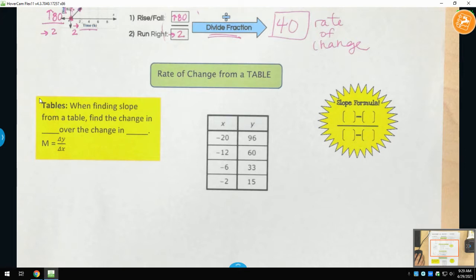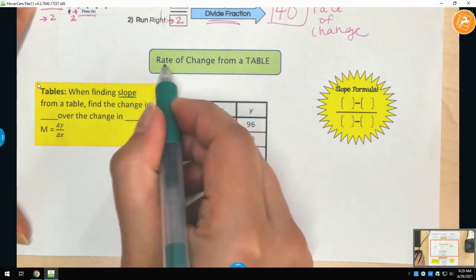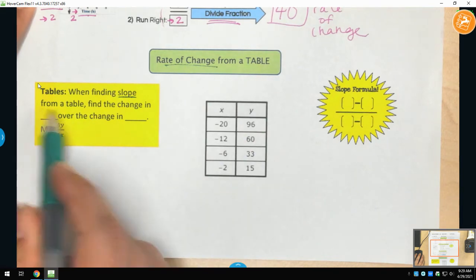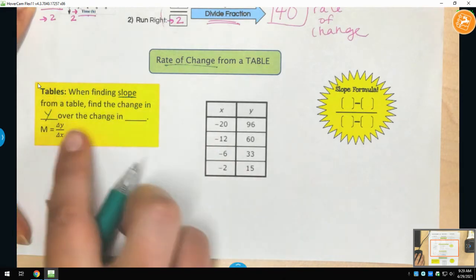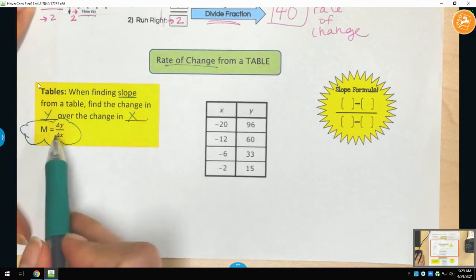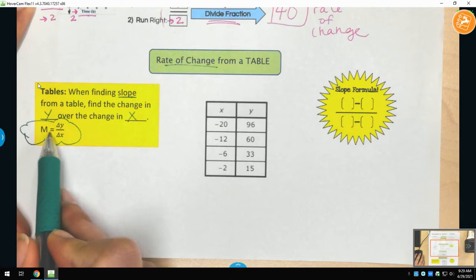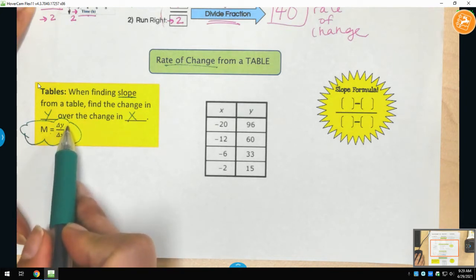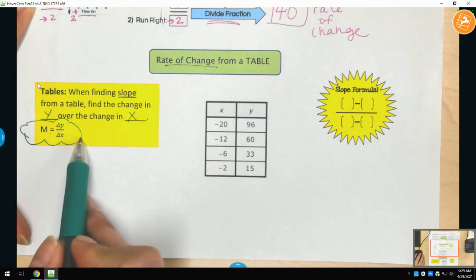Now, next, rate of change from a table. So when you have a table, there's a couple of ways you could handle this. Remember that, again, slope, rate of change, same thing, right? From a table, you're finding the change in y over the change in x. And we wrote that like this, a little triangle, representing change. So the slope is the same as finding the change in y, what we change going up and down, over the change in x, how we move going left or right.